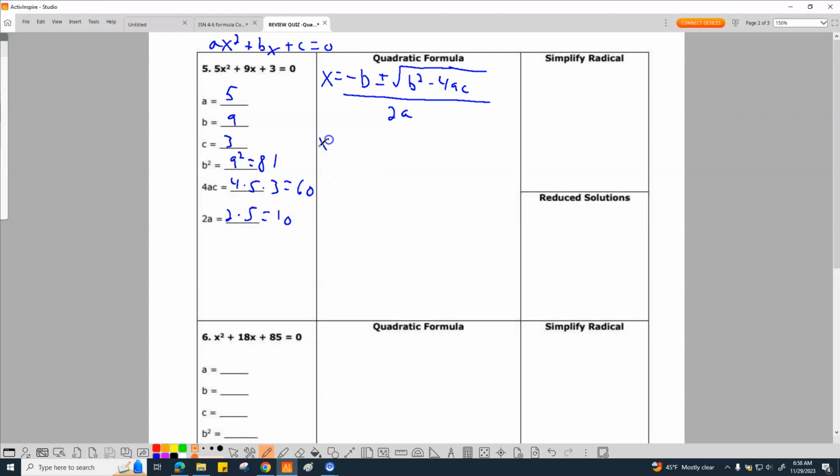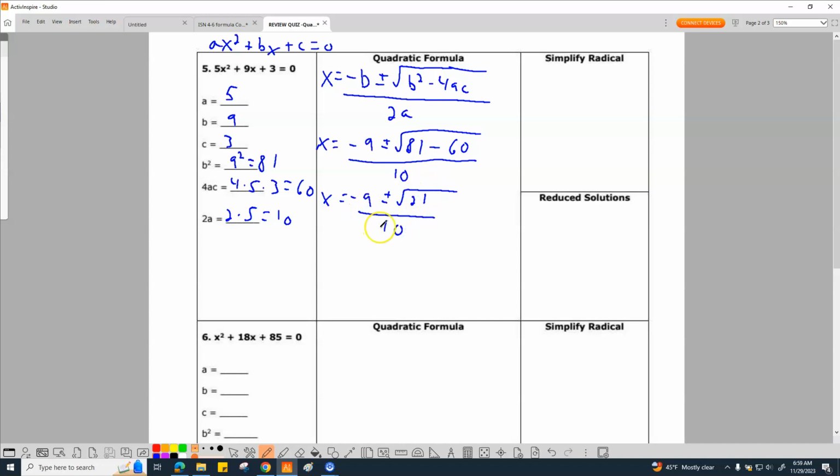So let's plug and chug. Let's do this. x equals negative. Make sure that negative is there. Our b is 9 plus or minus the square root of b squared, which is 81. There's another minus. Make sure that minus is there no matter what. Minus 4ac, which is 60, all over 2a, which is 10. Now let's clean this up a bit. x equals negative 9 plus minus the square root of 81 minus 60, which is 21, over 10.